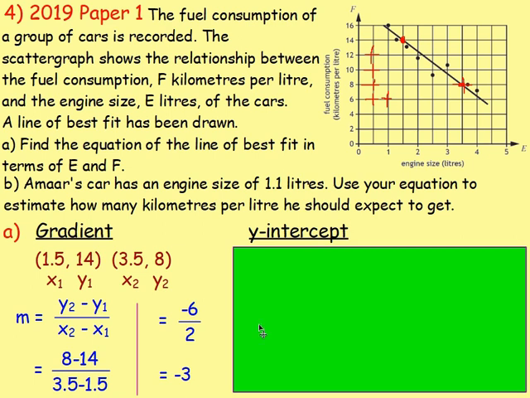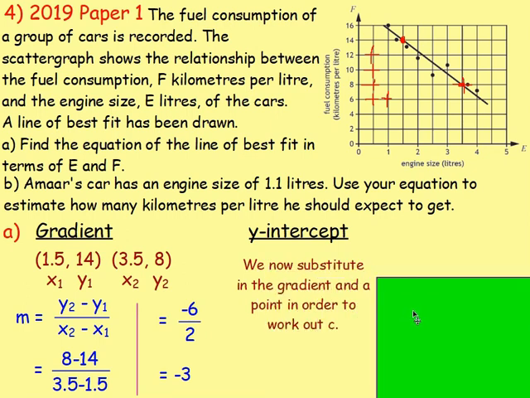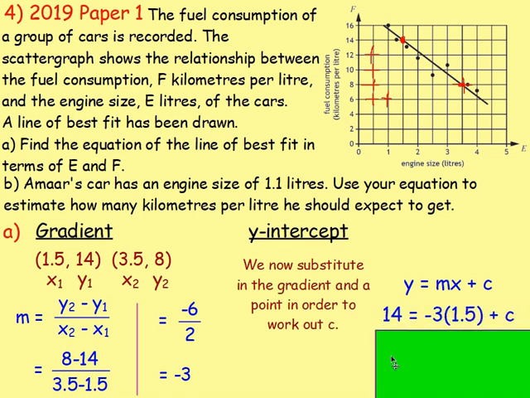To work out the y-intercept, well, we can't actually just extend the line up to see what it is. So what we have to do is substitute the gradient and one of the points into y equals mx plus c to work out the value of c. So you can sub in m, which was negative 3, and one of the points, either the 1.5, 14 or the 3.5, 8. It doesn't matter which one you sub in. I'm subbing in the 1.5 and the 14.